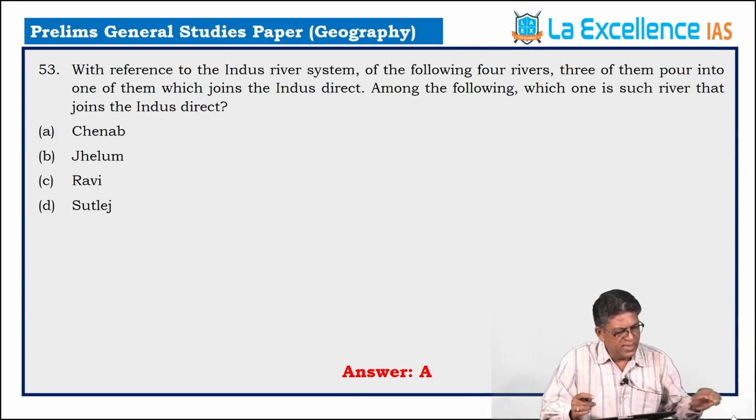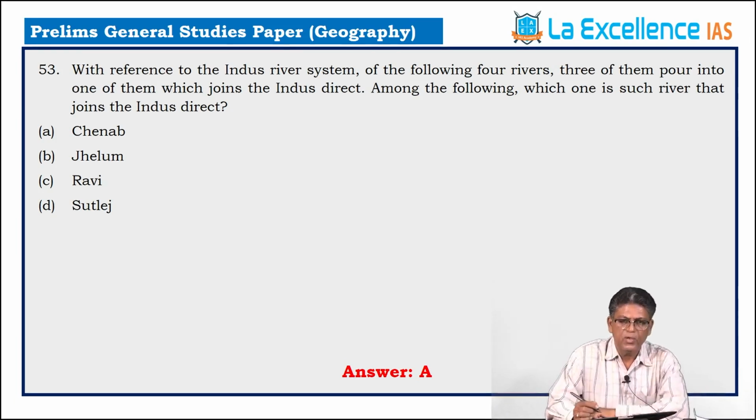The first question that I would answer in geography is about the Indus River Basin. The question asks you, with reference to the Indus River system, of the following four rivers, three of them pour into one of them, which joins Indus directly. Among the following, which one is such river that joins the Indus directly?